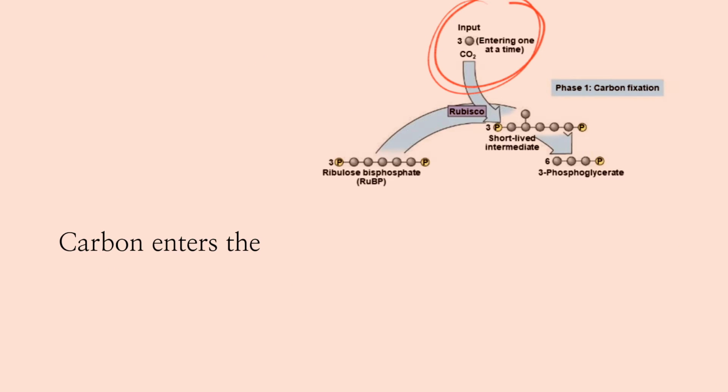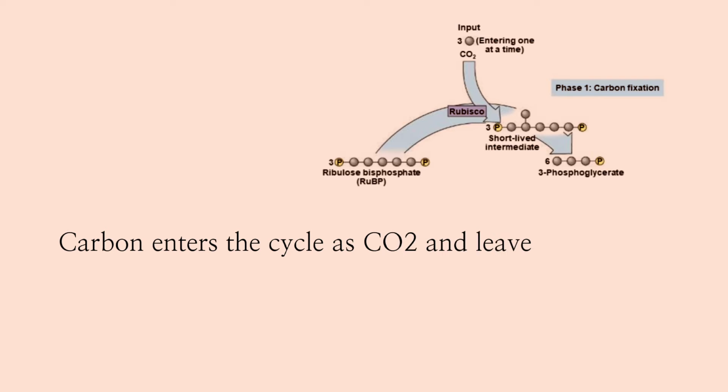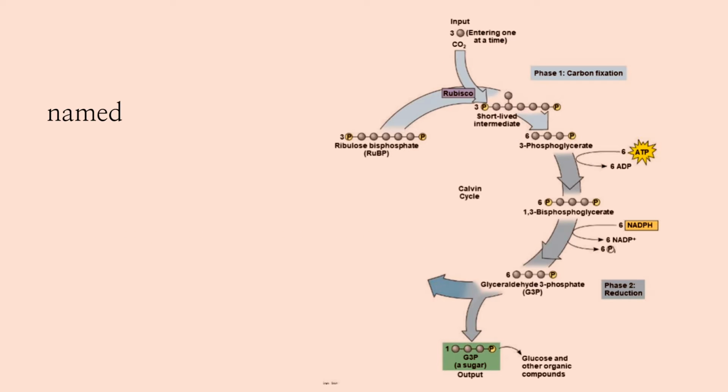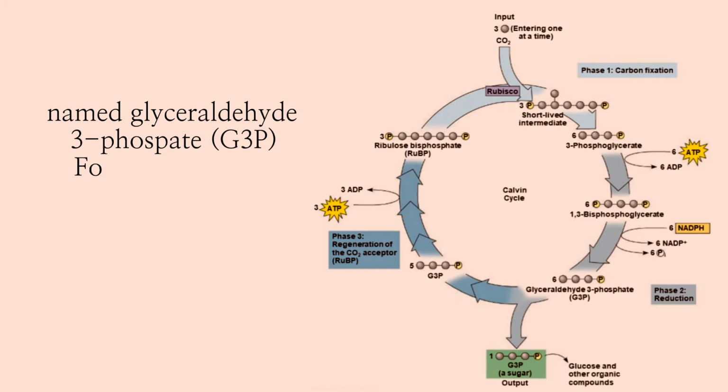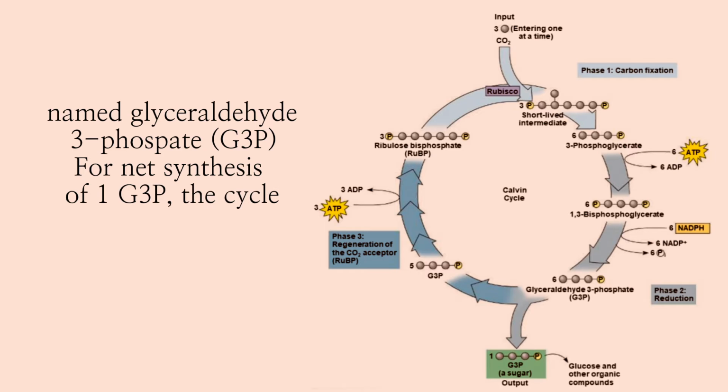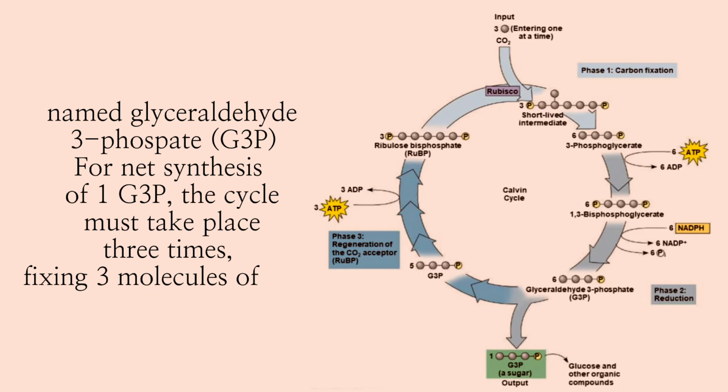Carbon enters the cycle as CO2 and leaves as a sugar named glyceraldehyde 3-phosphate. For net synthesis of one G3P, the cycle must take place 3 times, fixing 3 molecules of CO2.